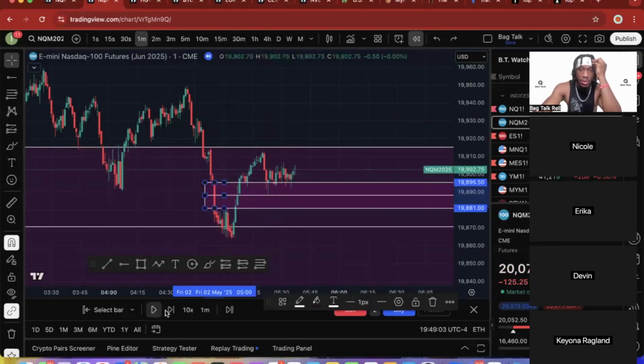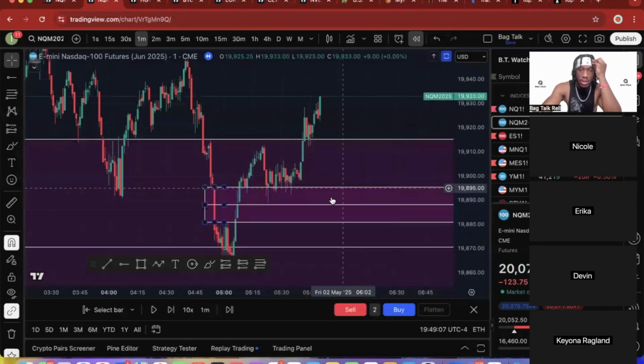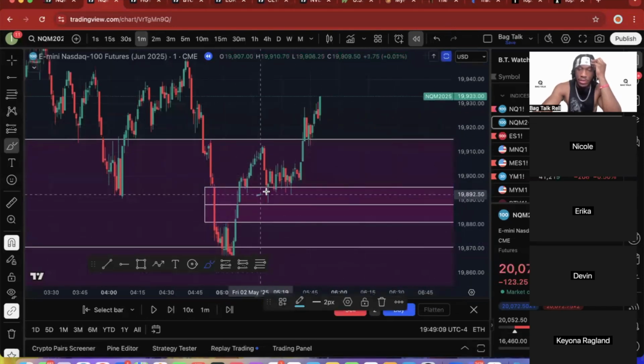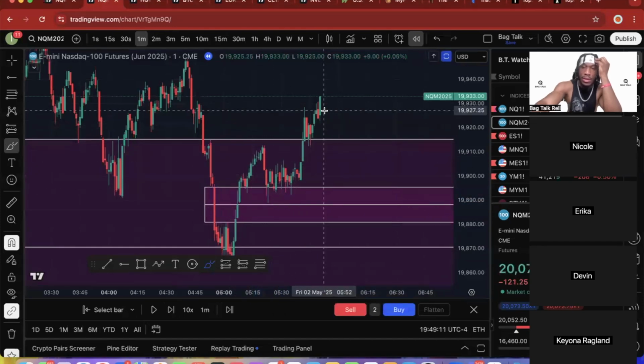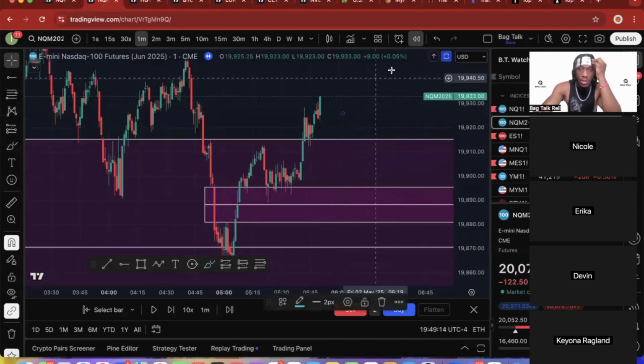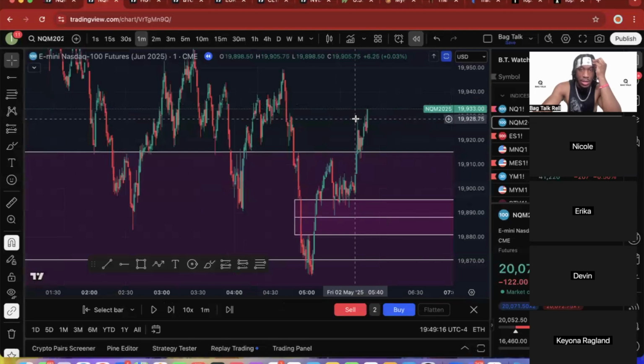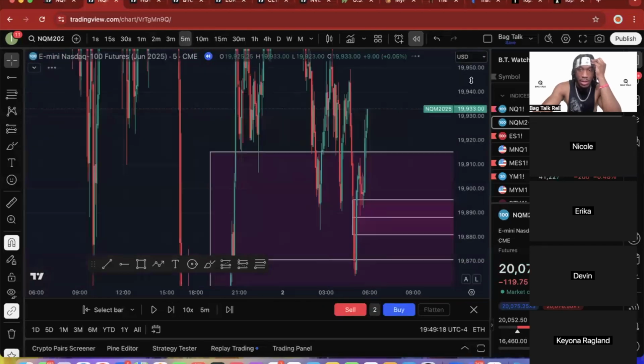And next thing you know, we push to the other side, and you can see, shout out Lady Cuz, I know this is one of her favorite setups. You can see how price reacts to that area, and then we get up out of there. We get up out of there.